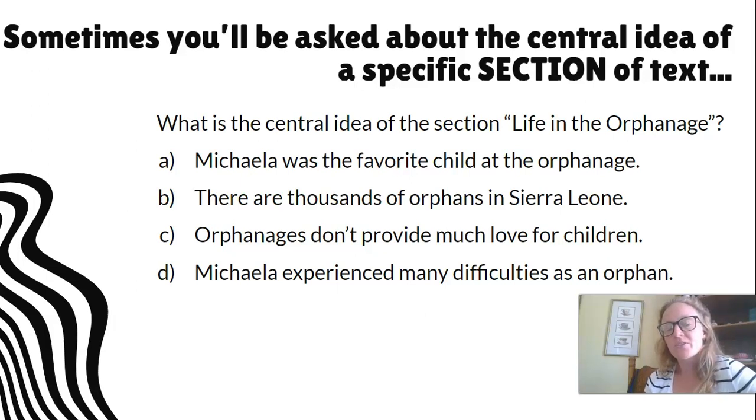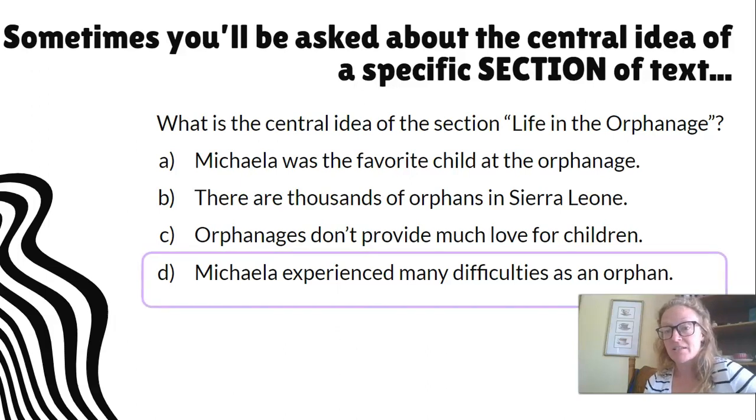Choice C says orphanages don't provide much love for children. Now, in this reading, the orphanage doesn't provide a lot of love for children, but that doesn't mean that all orphanages are not loving. So choice C is actually too big. It's sort of making a big statement that's not true of everybody. So hopefully we're right with D. So D, Michaela experienced many difficulties as an orphan. Yeah, that's true. She did. And that's what that section is about. So that's our central idea of the section Life in the Orphanage.